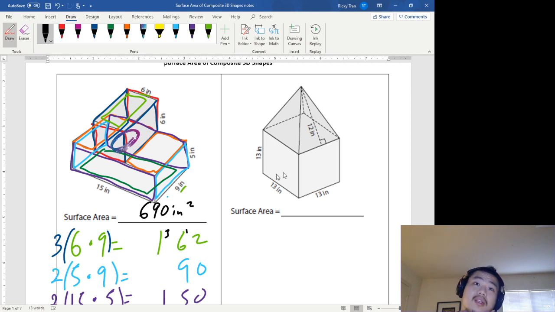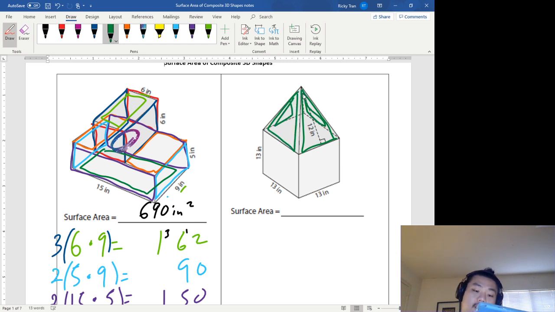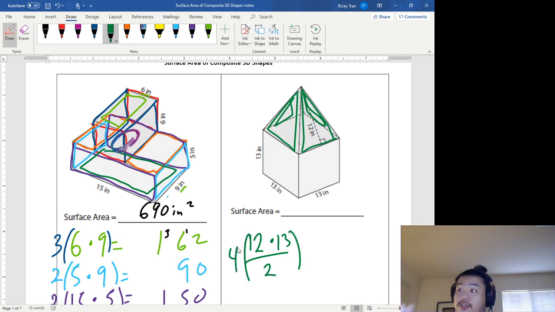Now, something like this, there's a ton of different shapes that are hard to add. But this shape right here, it's a cube, which cubes are very easy. And then there's four of the same triangles because it's a square pyramid. So this one's going to go a lot faster. Why? Because this triangle here is the same as this triangle here, which is the same as that triangle there, which is the same as that triangle there. So all that is just 12 times 13 divided by 2 times 4, because there's four triangles.